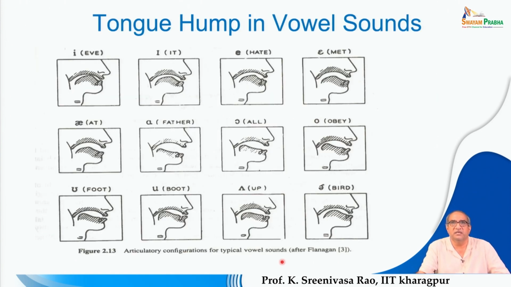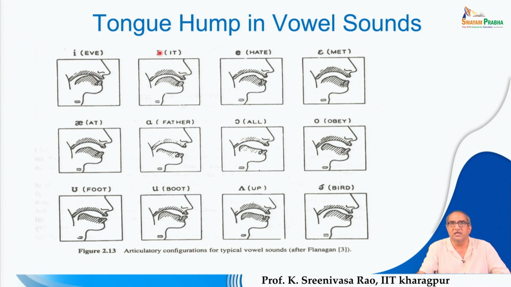As I mentioned, for the production of vowels the tongue hump will play a role. Here you can see there are 12 figures, and for each of them you can see how the tongue hump is positioned, whether at a front position or at a back position. You can see the tongue hump is at a frontal position, and for this the vowel produced is E, as in Eve. When you say Eve, the tongue hump will be at a frontal position.